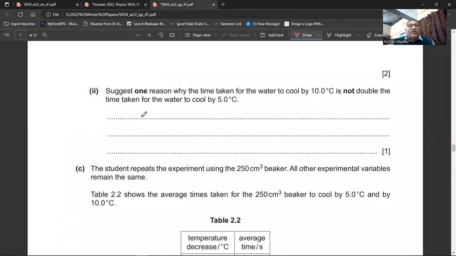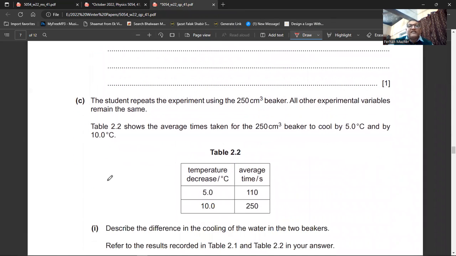Then we have question number 2, C part. It says the student repeats the experiment using the 250 cm³ beaker. All other experimental variables remain the same. Before, in the first part, he used a 500 cm³ beaker and poured 200 cm³ of hot water in it. Now he is going to use only a 250 cm³ beaker. That beaker will be smaller. All other experimental variables remain the same. Table 2.2 shows the average time taken for the 250 cm³ beaker to cool by 5 degrees centigrade and by 10 degrees centigrade.